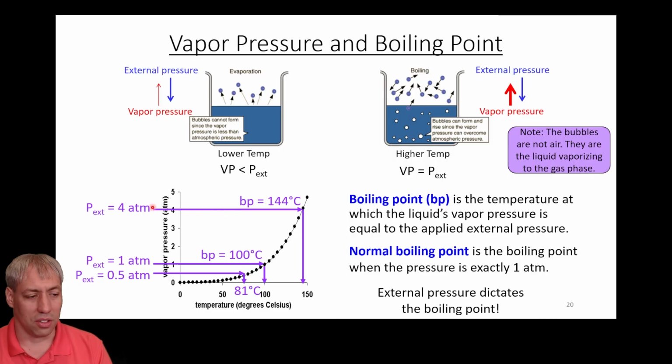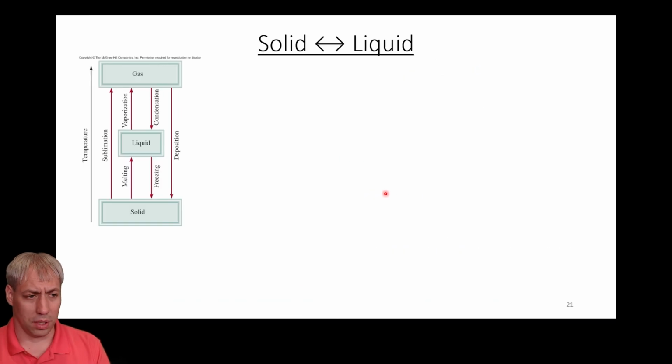And it's just the external pressure that dictates when it's going to boil, and your vapor pressure has to equal that external pressure, and it happens at 144 degrees C. And so that's the relationship between pressure and boiling point.